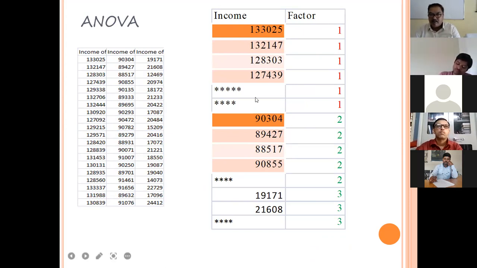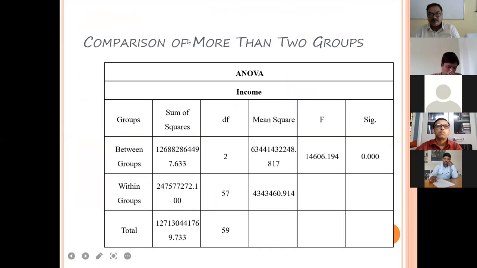First one company, next another company, third one company. First company factor is 1, then second company factor is 2, 3, like that. So this is how I have to enter the data in SPSS, and then the ANOVA gives you the result like this.